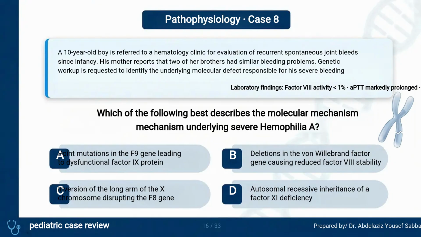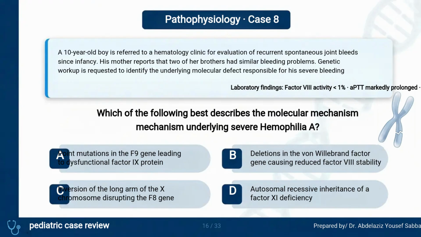Case 8. A 10-year-old boy is referred to a hematology clinic for evaluation of recurrent spontaneous joint bleeds since infancy. His mother reports that 2 of her brothers had similar bleeding problems. Genetic workup is requested to identify the underlying molecular defect. Laboratory findings: factor VIII activity less than 1%, activated partial thromboplastin time markedly prolonged, prothrombin time normal, platelet count normal.